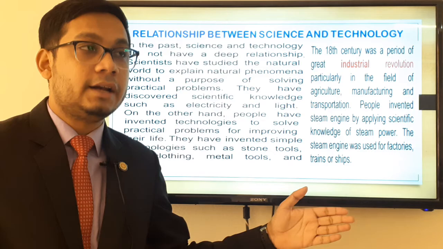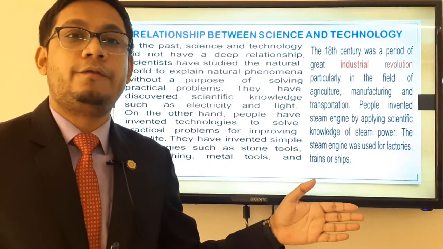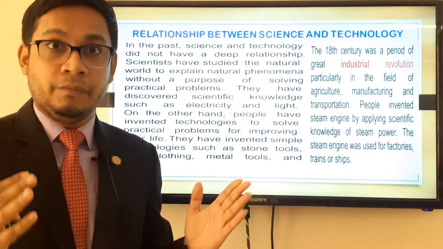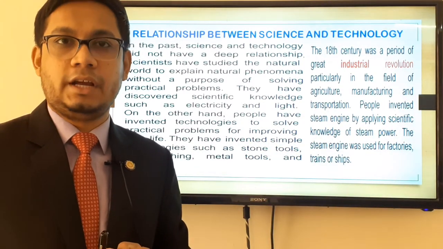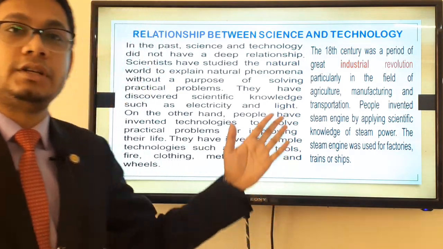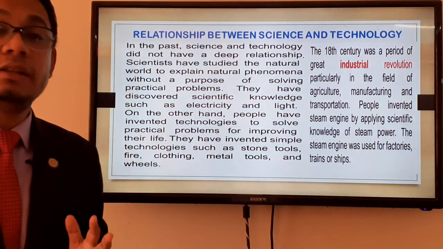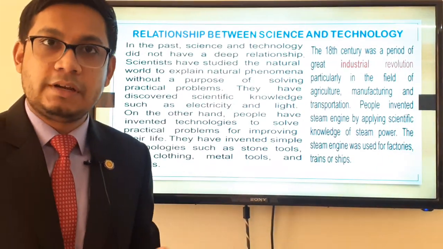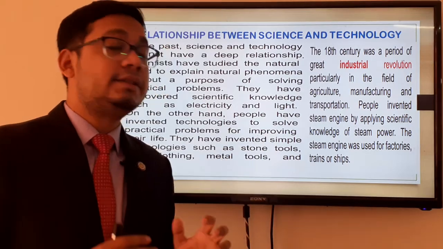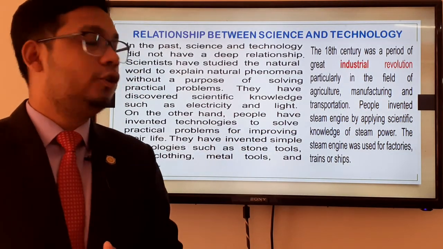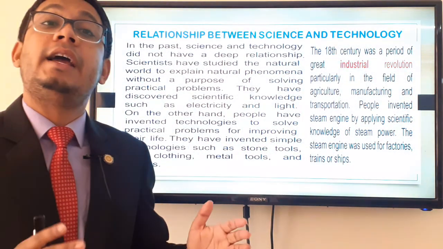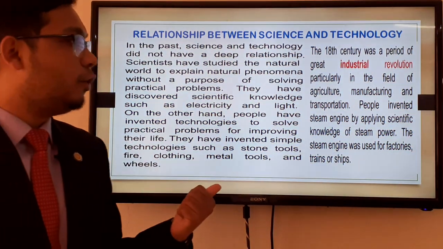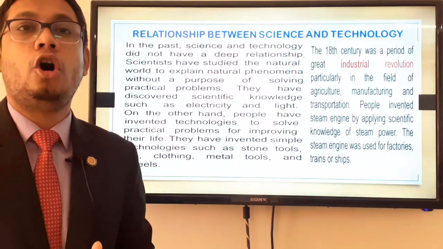The 18th century was a period of great industrial revolution, particularly in the field of agriculture. We are getting different types of improved variety crops due to the development of agriculture. The manufacturing and transport sectors also developed in the 18th century. People invented the steam engine by applying scientific knowledge of steam power. The invention of the steam engine changed the whole communication system. The steam engine was used for factories, trains or ships.